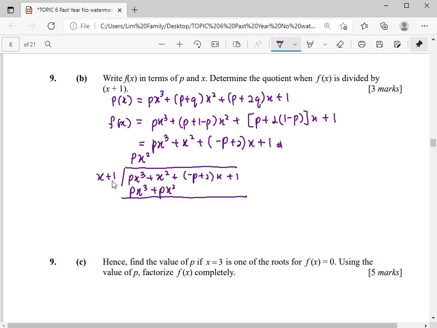So we find out what is our remainder here. So p minus p is 0. Here will be our coefficient 1 minus p. Our remainder here will be 1 minus p. So we don't have any value, so we maintain it as a p term here. We deal with the unknown p.